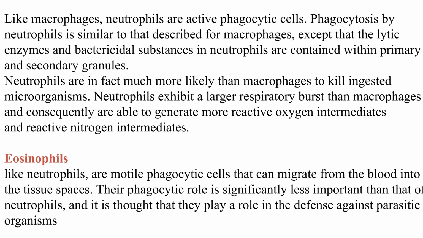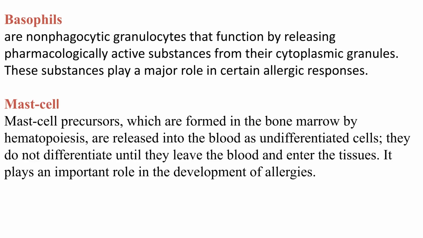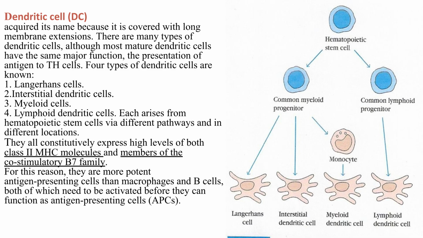Neutrophils are the first responders to inflammation and are active phagocytic cells that extravasate into tissues. Neutrophils are highly effective at killing ingested microorganisms, utilizing lytic enzymes and bactericidal substances within their granules. Eosinophils are motile phagocytic cells primarily involved in defending against parasitic organisms. Basophils are non-phagocytic granulocytes that release pharmacologically active substances, playing a role in allergic responses. Mast cells are undifferentiated until they enter tissues and are also important in allergies.